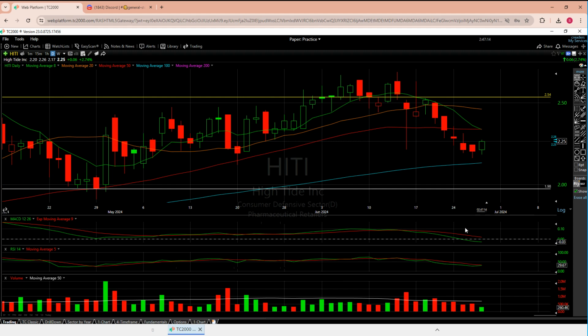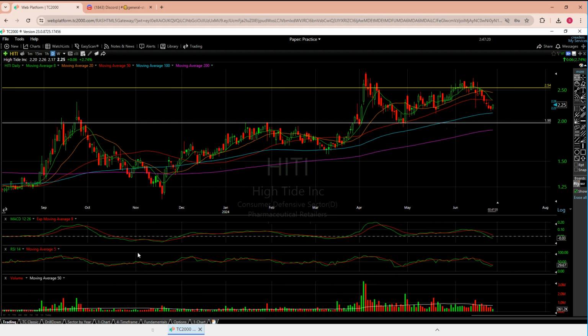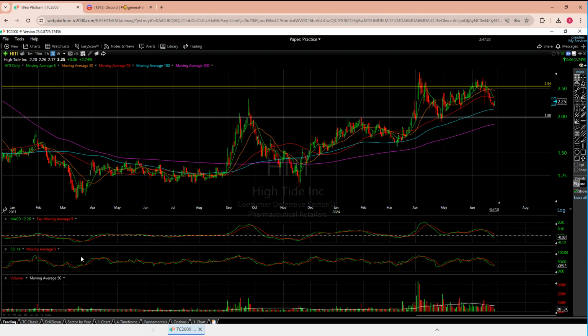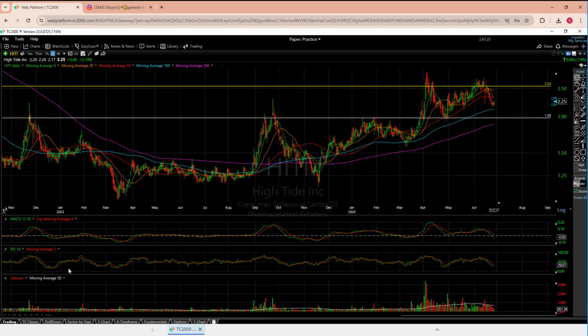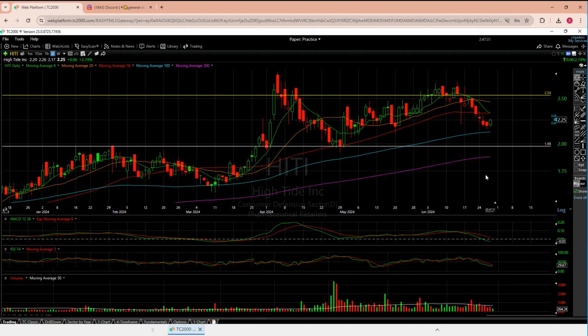MACD has slipped into the negative. I know that looks like a low RSI, but I know it can go lower. Well, it actually hasn't gone much lower. That's a good sign. Actually, in a really long time, it hasn't been much lower. This was kind of the last time it was significantly lower, and that was back in 22. So that's a good sign, I think.